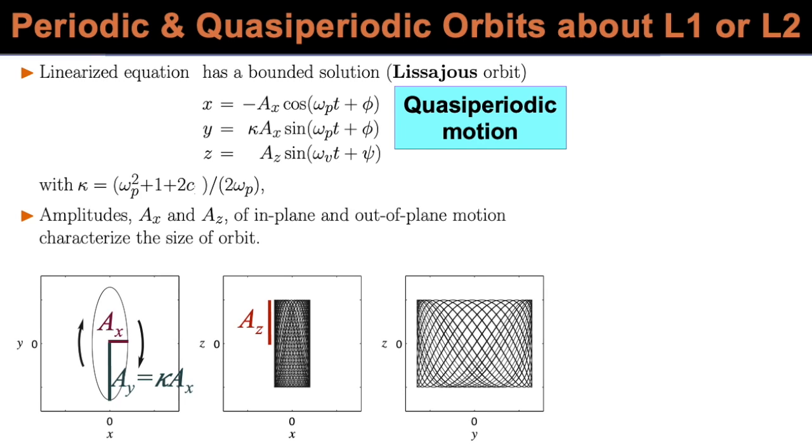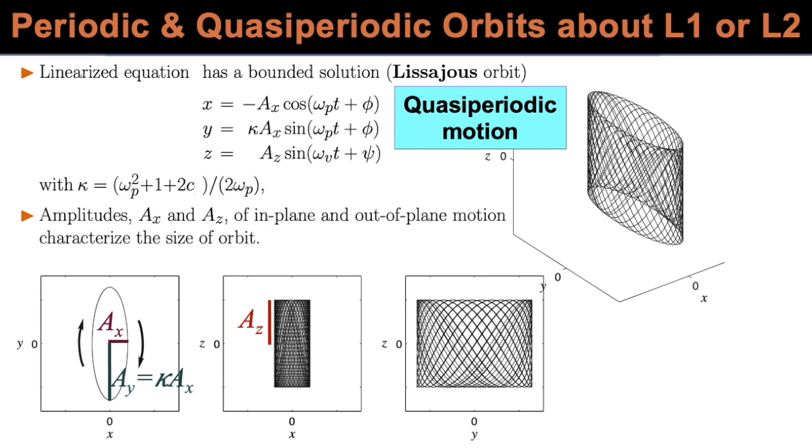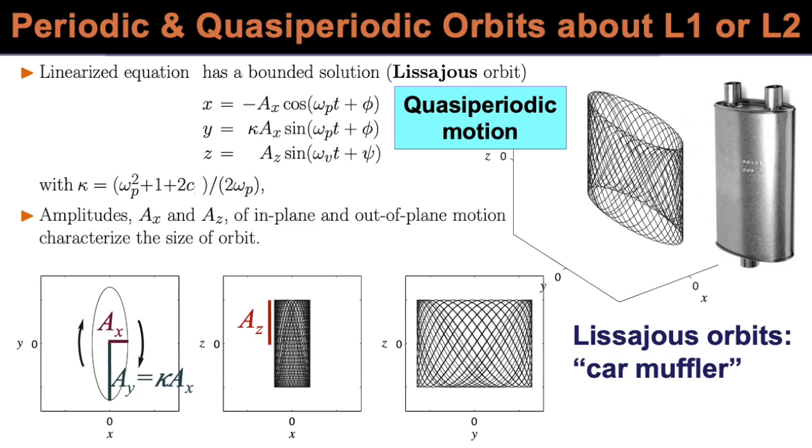So this is now the xz projection. From these 3 different projections, maybe it's not clear what these look like, but this is what trajectories look like. These are the linearized solutions, linearized dynamics near L1 or L2. I think it looks like winding around a muffler. Car mufflers, right?